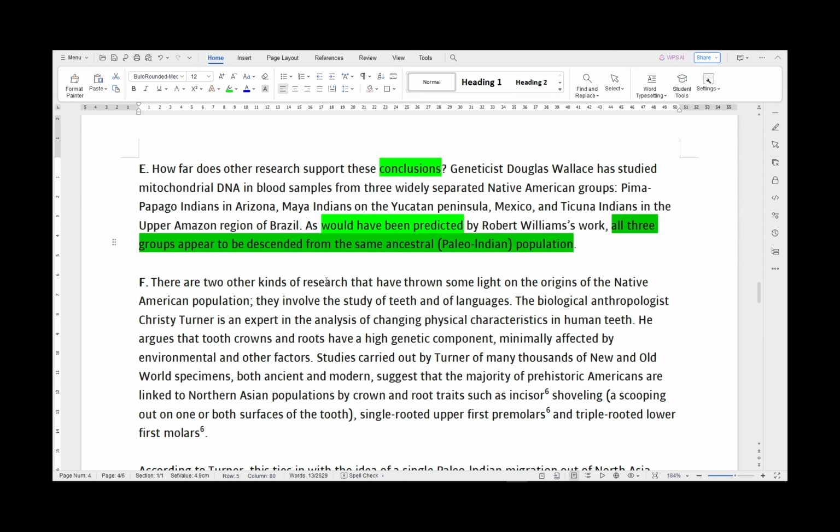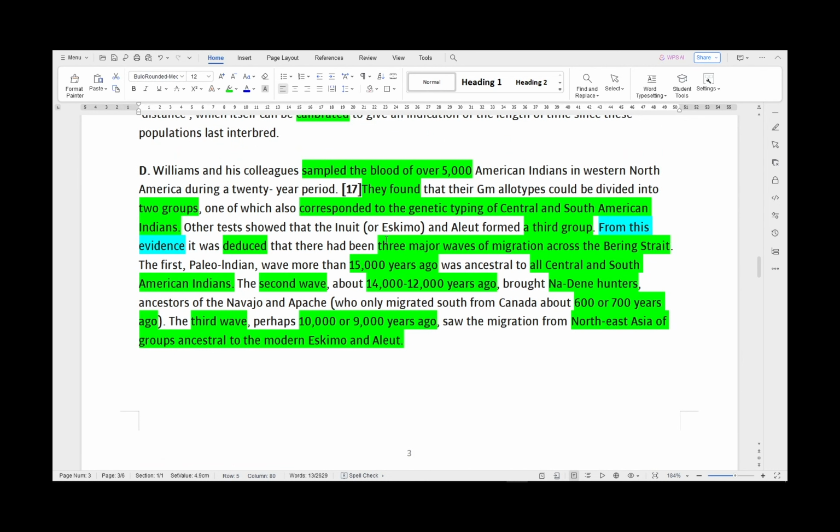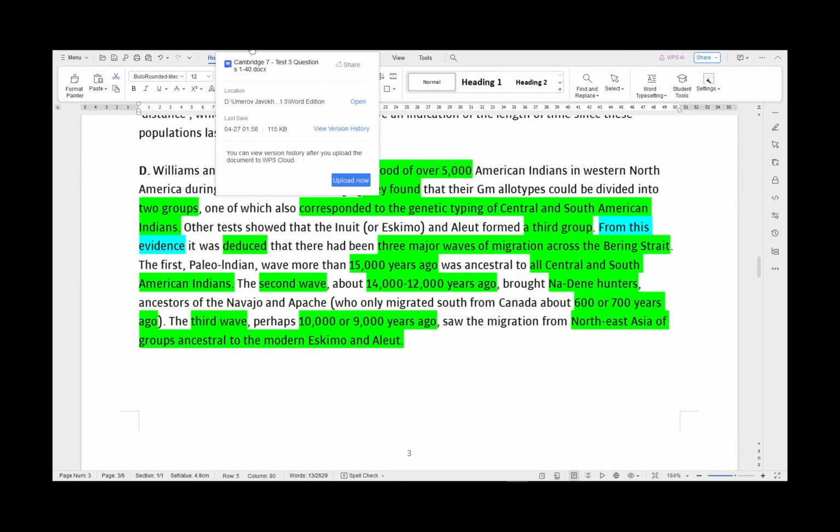So how far does other research support this conclusion? Followed by the word geneticist, Douglas. So it is clear that the other research is carried out by geneticists. It is genetic research. So the genetic research supports the conclusion mentioned in section D, right? So that's pretty much the answer.